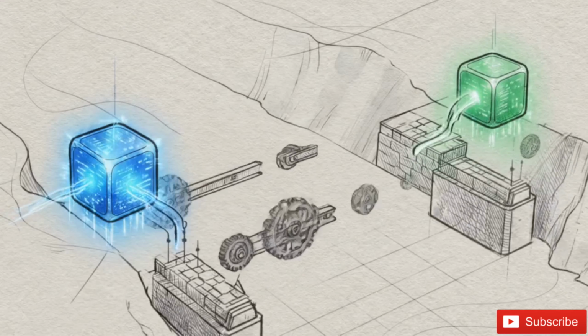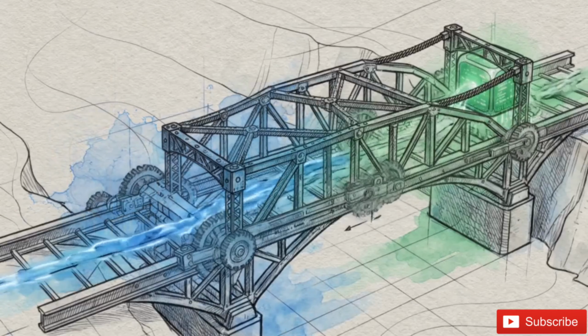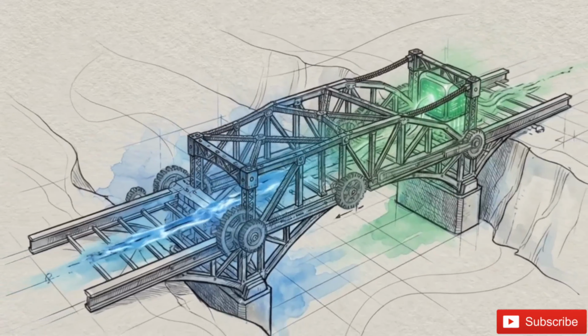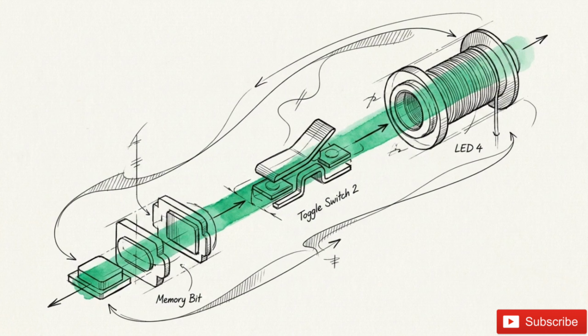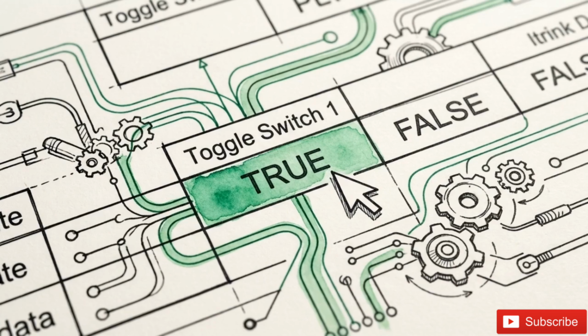With the sequence running, you can see how memory bits serve as the structural bridge between past events and future actions. The system knows to turn on LED 4 because the memory bit proves switch 2 was activated in the past. With the simulation active, the visual pathways illuminate in real time, verifying the true and false states as you manipulate the toggle values on your screen.